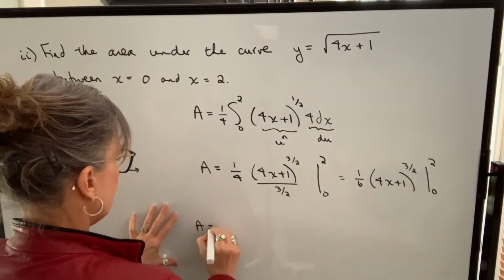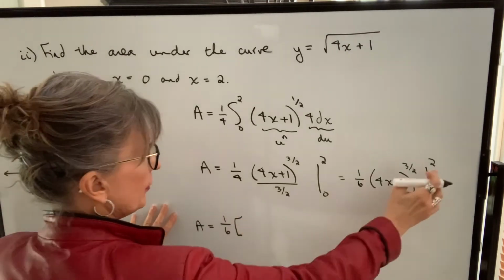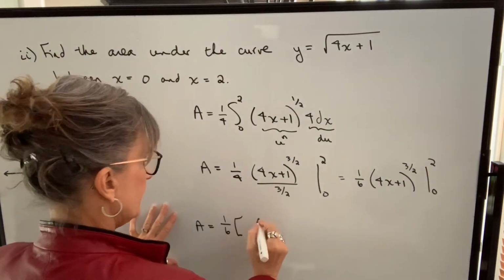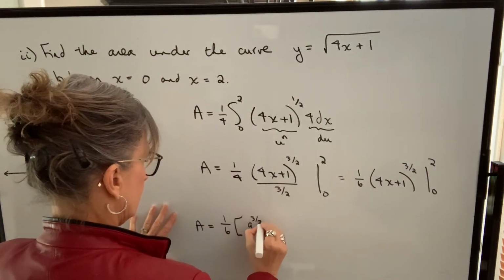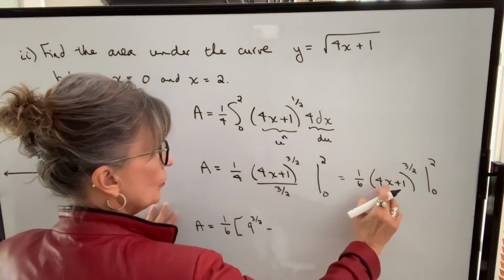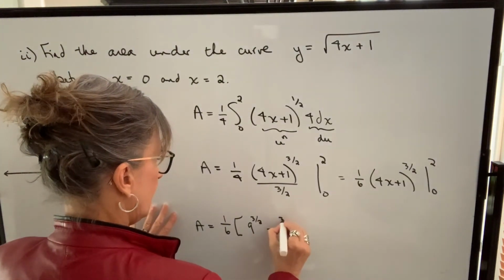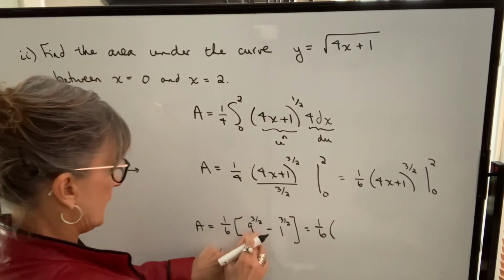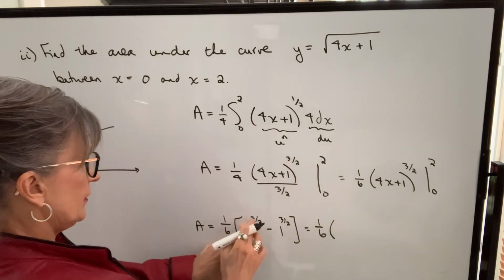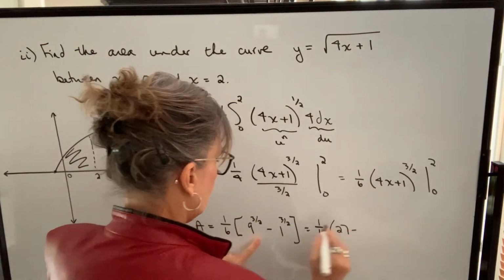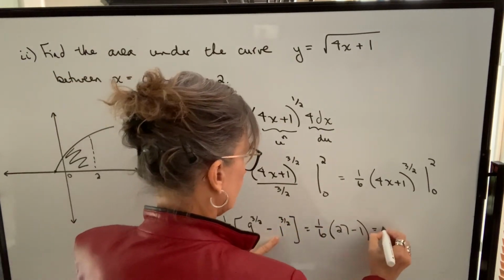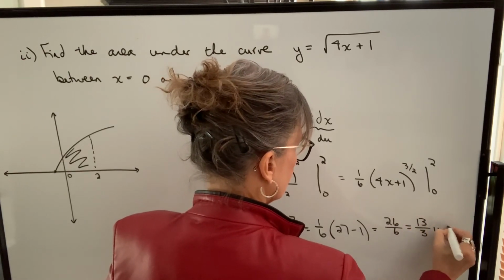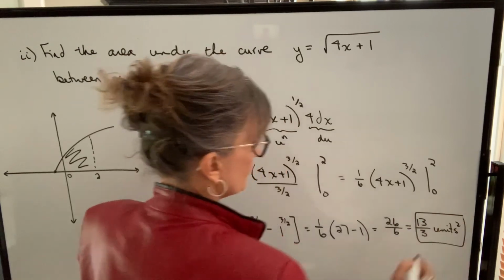When I evaluate this, I'm going to leave the 1/6 outside, and I'm going to put a 2 in for x. 4 times 2 plus 1 is 9, so 9 to the 3/2. Minus, when I put a 0 in, that gives me a 1 to the 3/2. Square root of 9 is 3. 3 cubed is 27. 1 to the 3/2 is 1. So that will be 26 over 6, or 13 over 3 square units.